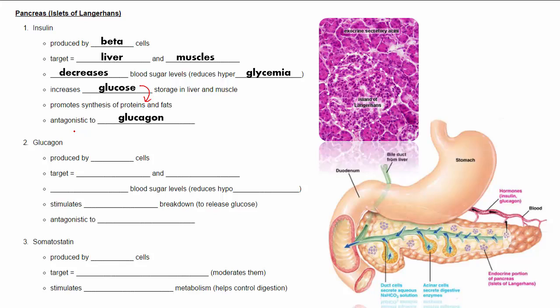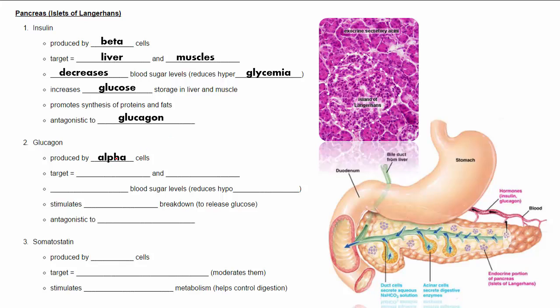Now, insulin is antagonistic to a molecule called glucagon. Now, don't go putting a Y here. It's not glycagon and it's not glycogen. This is a hormone called glucagon, again, from the islet of Langerhans. We'll talk about it down here. And insulin does the opposite to this one. So let's talk about glucagon.